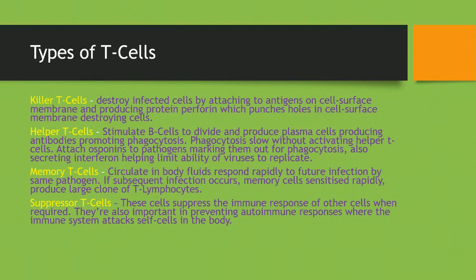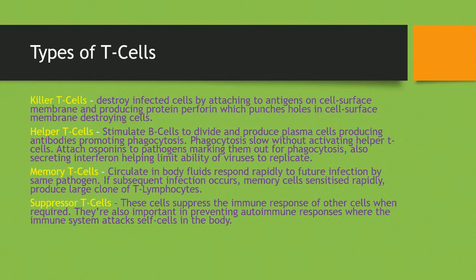So the types of cells then that will be produced. Basically, the receptor will bind on. It'll then clone into a number of different cells by the division of mitosis, and these are some of the cells that are produced. So you have killer T cells, which destroy infected cells by attaching to the antigens on the cell surface membrane, and then they produce the protein perforin, which punches holes in the cell surface membrane, destroying cells.